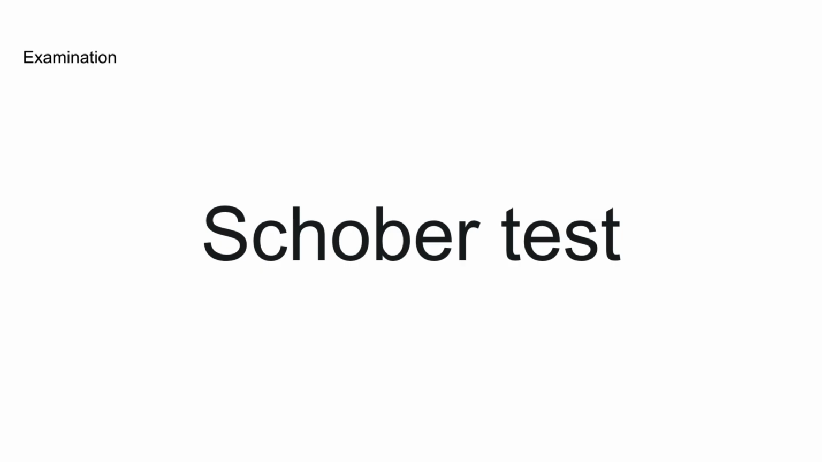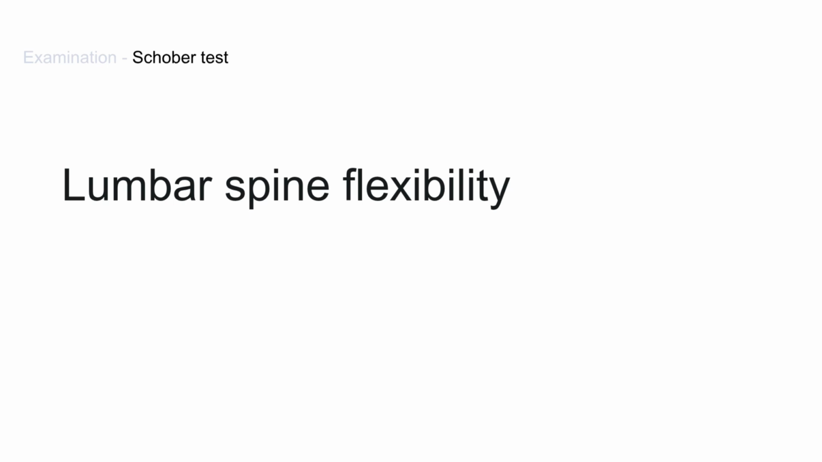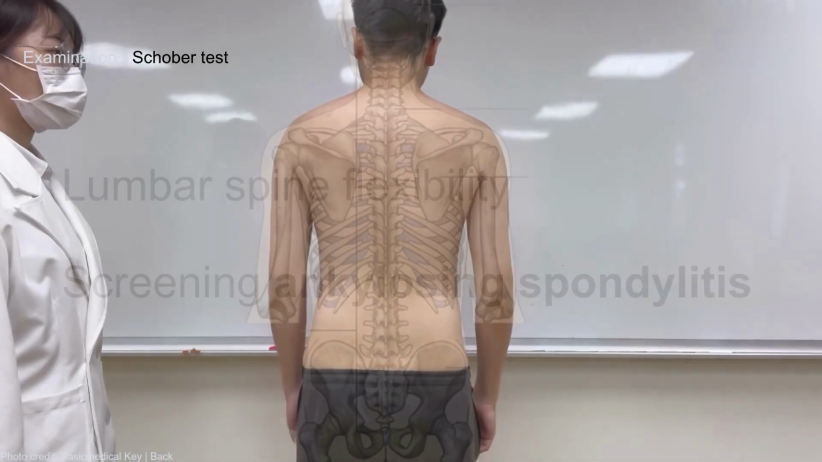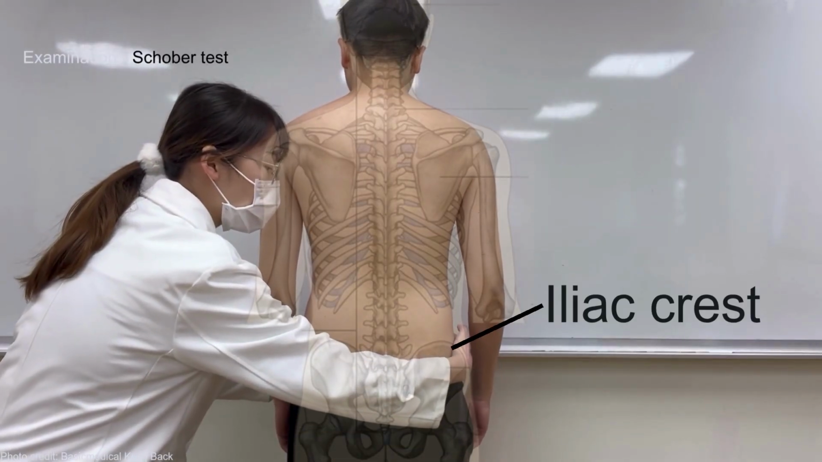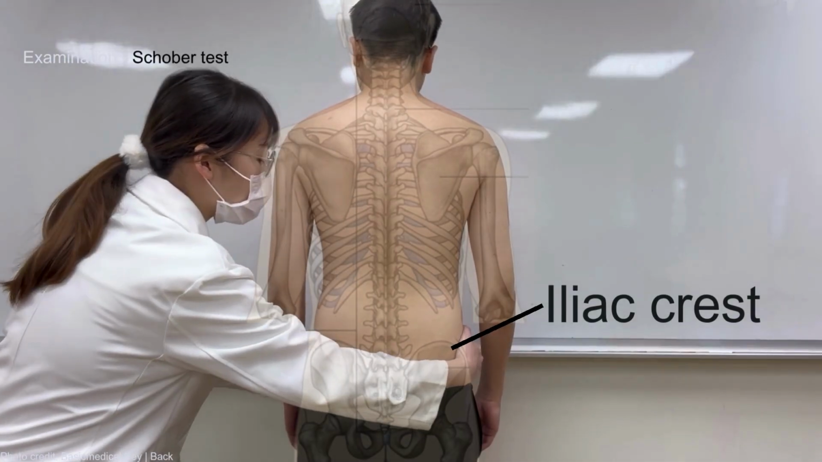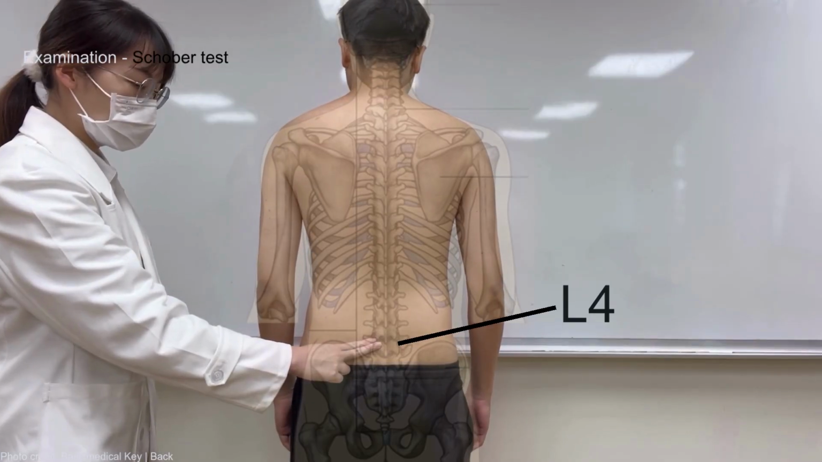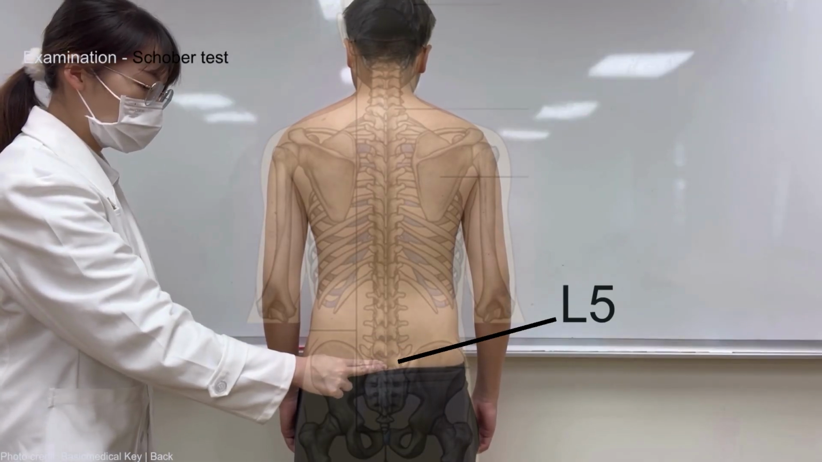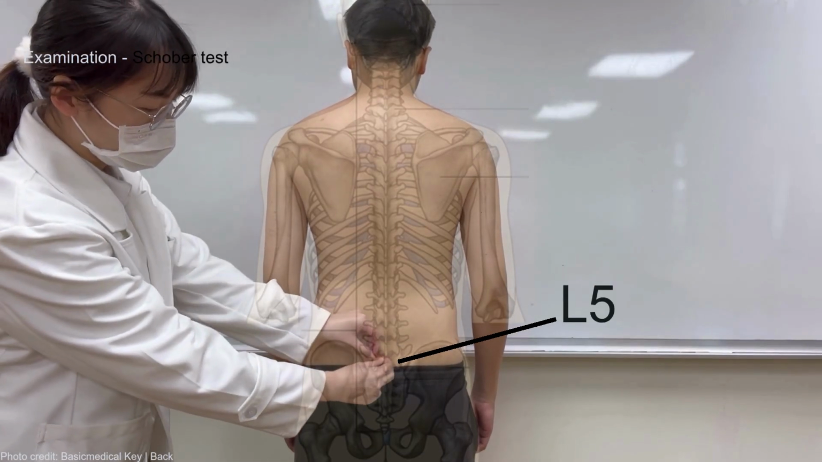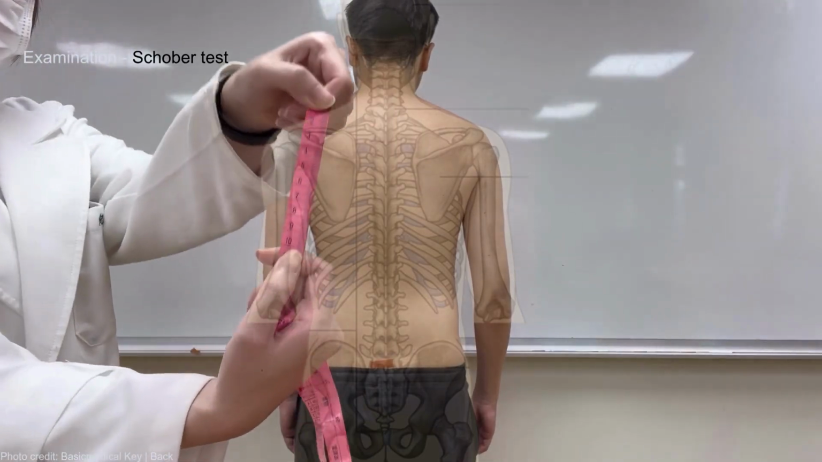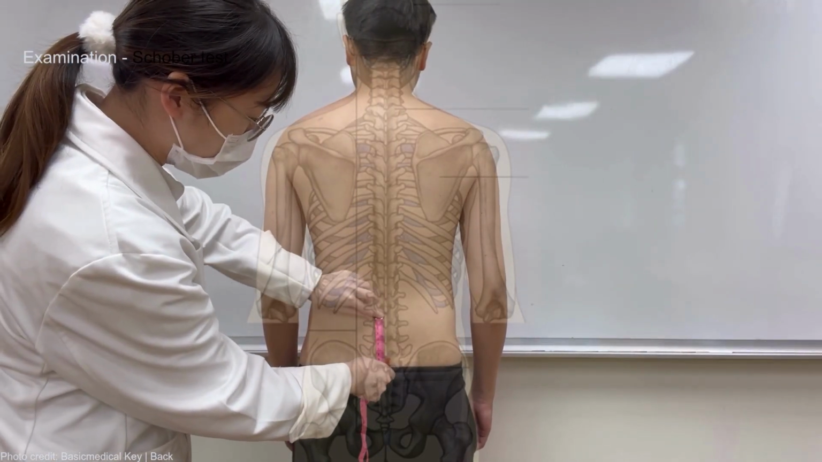Let's take a look at the Schober test, a quick and straightforward method to assess lumbar spine flexibility, especially helpful when screening for conditions like ankylosing spondylitis. Start by having the patient stand upright. To locate the L5 spinous process, first palpate the top of the iliac crests on both sides. The line connecting the iliac crests typically intersects the spine at the level of the L4 spinous process. From there, move one level down to identify the L5 spinous process, and draw a horizontal line across the lower back at that level. From this mark, measure and place a second line 10 centimeters above.